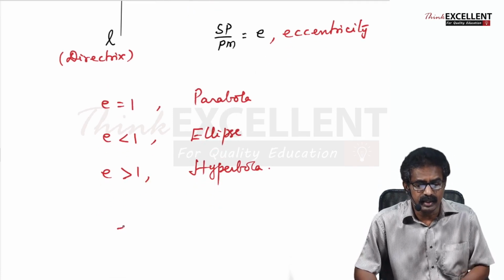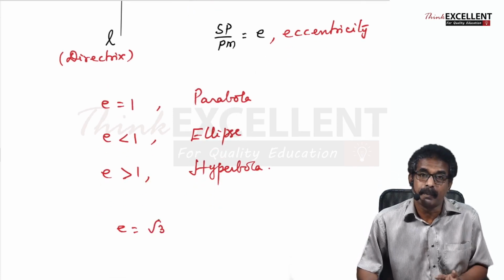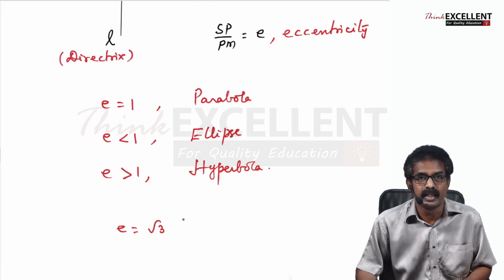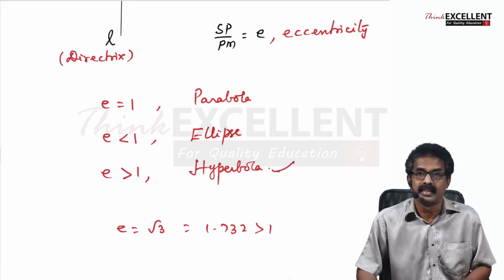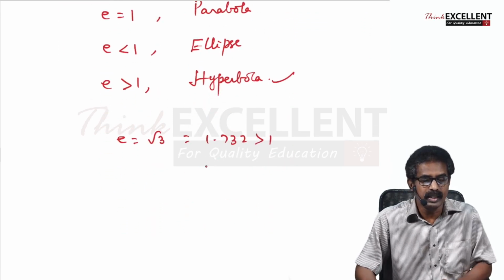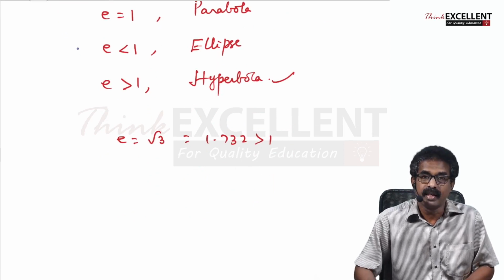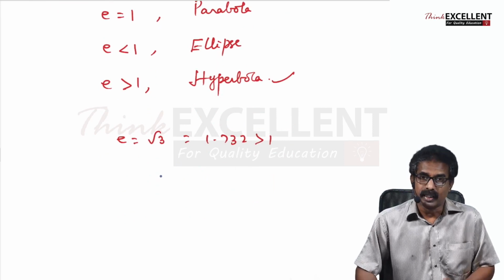So here they can frame one more question. Suppose eccentricity is root 3. Then what type of conic is it? You know the value of root 3, 1.732, right? It is more than 1, so definitely it is a hyperbola. Okay, so using eccentricity, you can identify which type of conic it is.